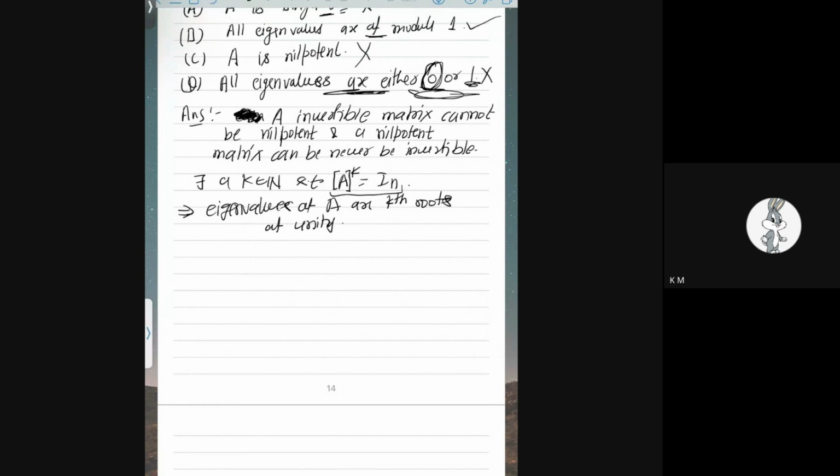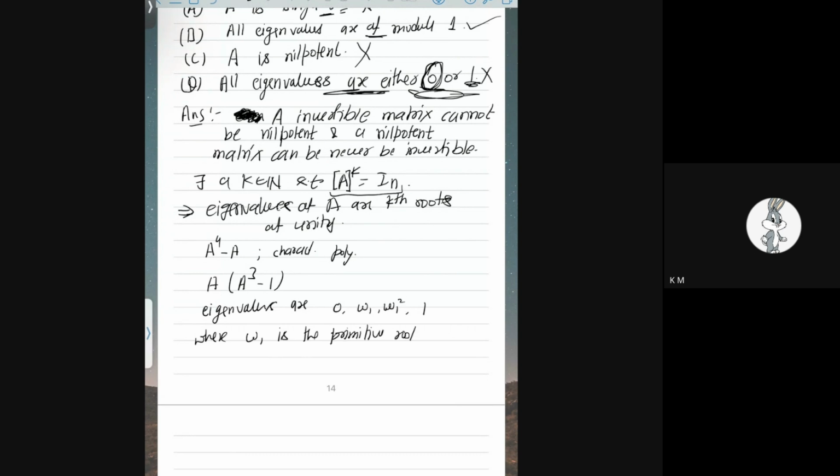No. Idempotent matrices, for example, if some matrix has this characteristic polynomial, then it becomes x times (x cube minus 1), right? So its eigenvalues are 0, w, w square, and 1, where w is the primitive third root of unity. You are right, in the sense that if you see the real eigenvalues, then those eigenvalues will be just 0 and 1. But there can be complex eigenvalues as well. So you are missing the complex eigenvalues.